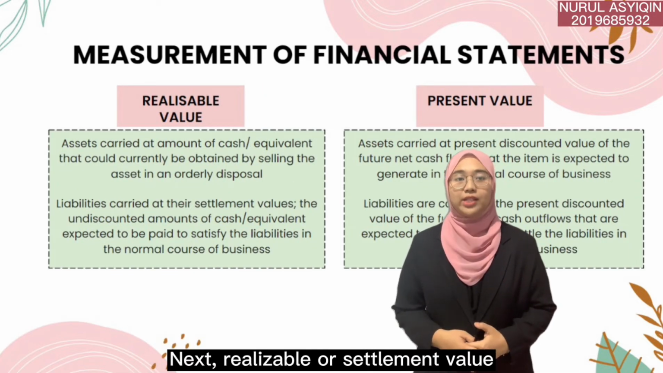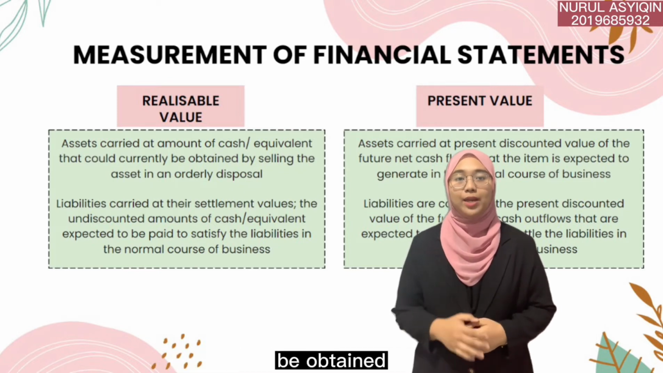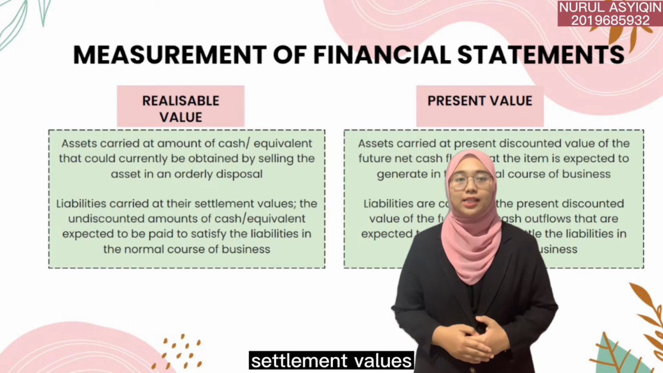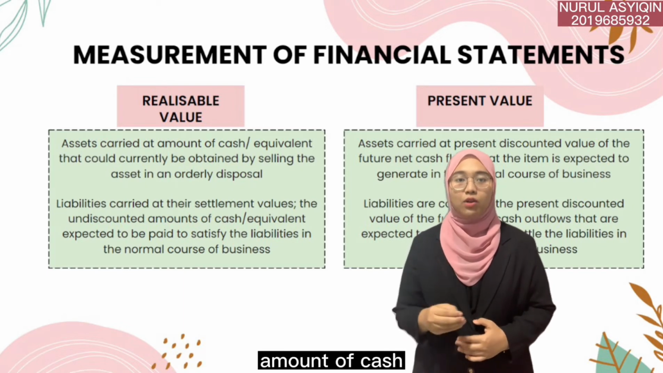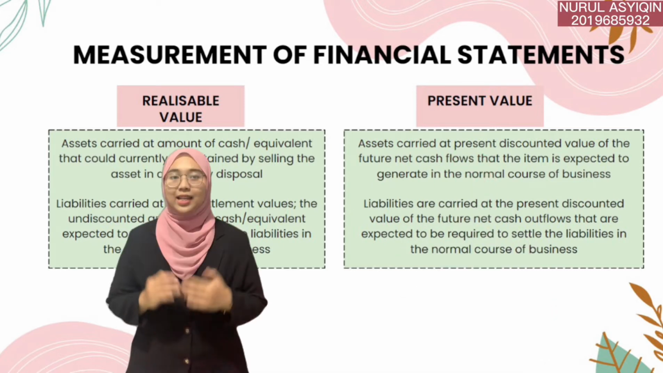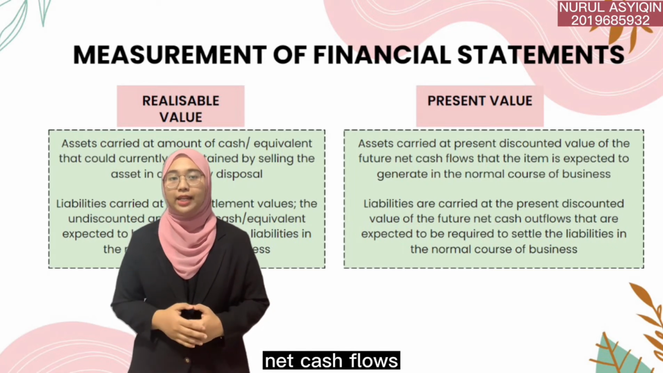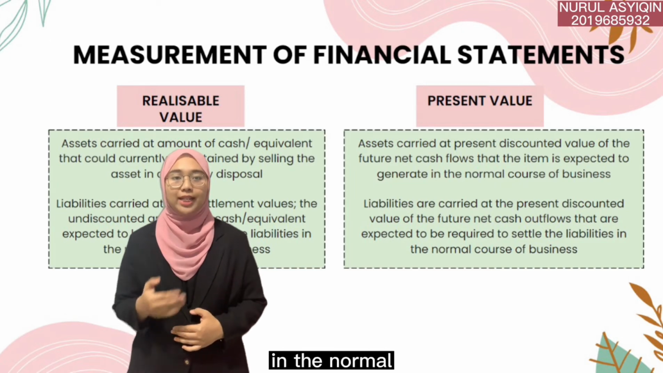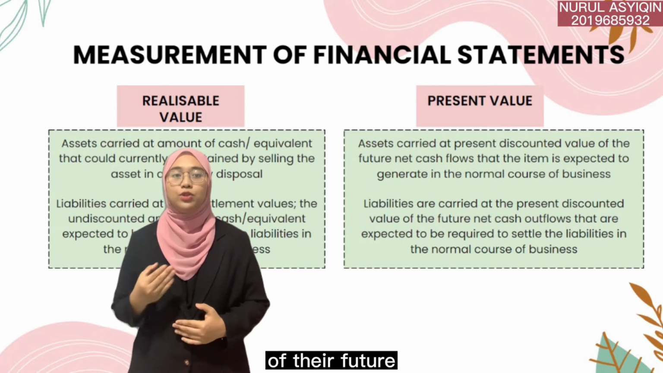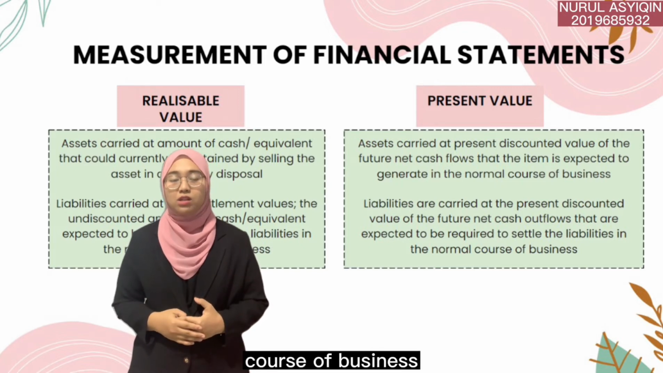Next, realizable or settlement value. Assets are carried at the amount of cash or equivalent that could currently be obtained by selling the asset in an orderly disposal, while liabilities are carried at their settlement values, the undiscounted amount of cash or equivalent expected to be paid to satisfy the liabilities in the normal course of business. Last one is present value. Assets are carried at the present discounted value of the future net cash flows that the item is expected to generate in the normal course of business. Meanwhile, liabilities are carried at the present discounted value of the future net cash outflows that are expected to be required to settle the liabilities in the normal course of business.